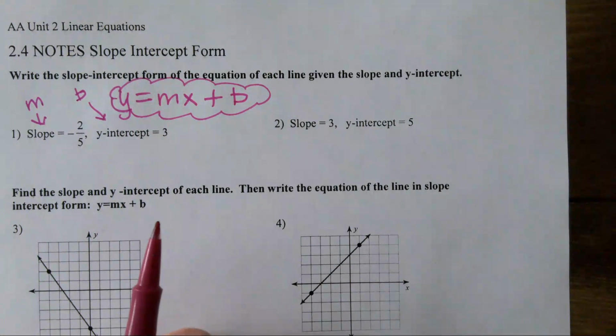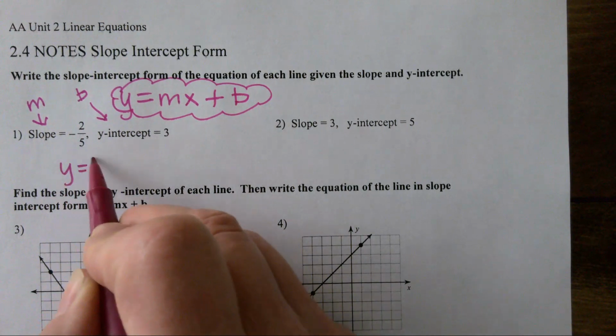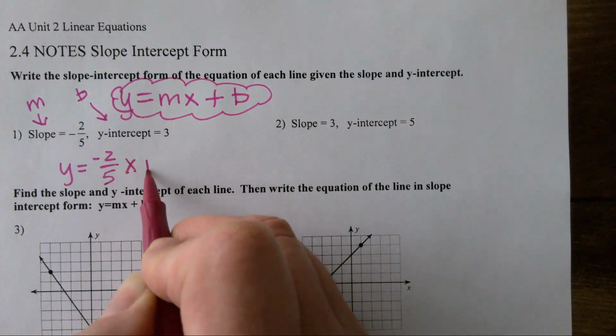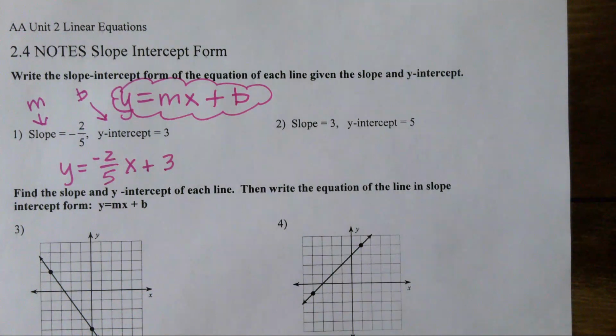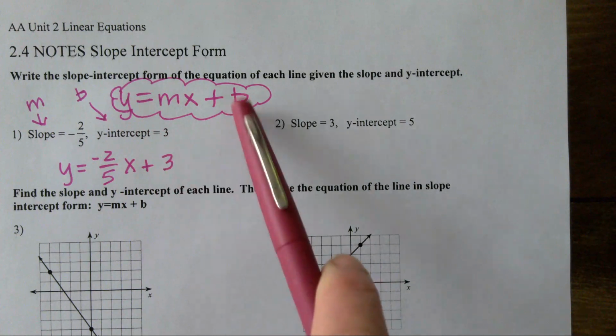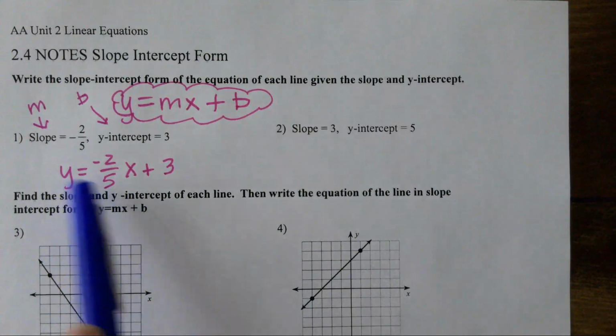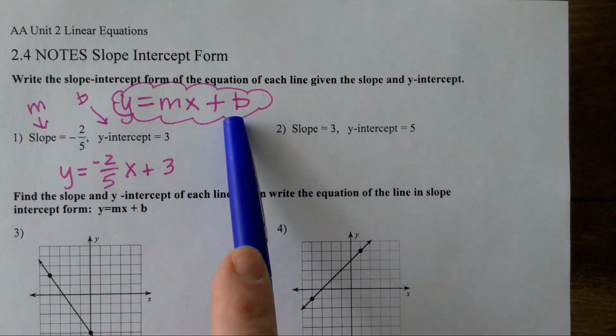So when they give you the slope and the y-intercept, seriously, it is this easy. I write y equals negative 2/5 x plus 3. Oh, I get it. So my slope goes in the m position. My y-intercept goes in the b position. The slope goes in the m position. The y-intercept goes in the b position.